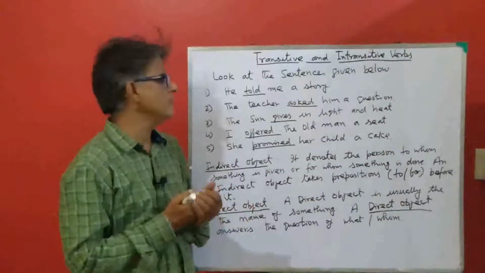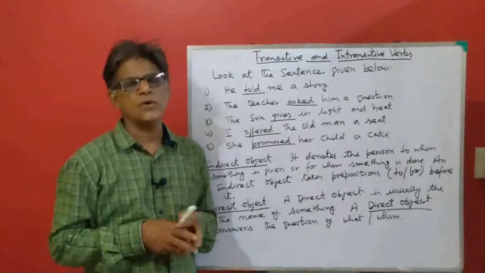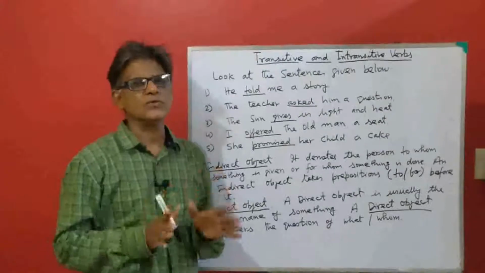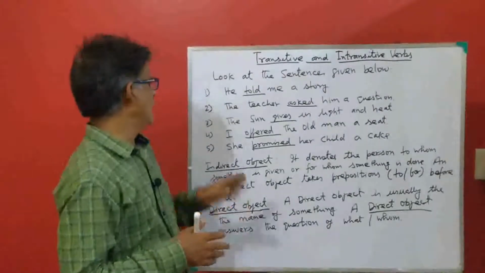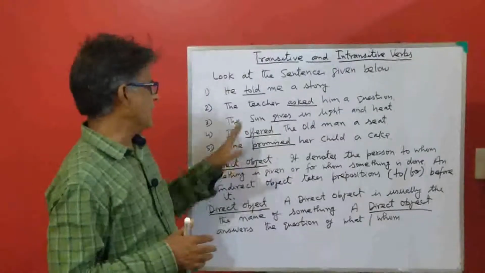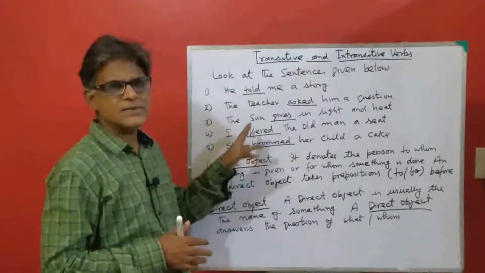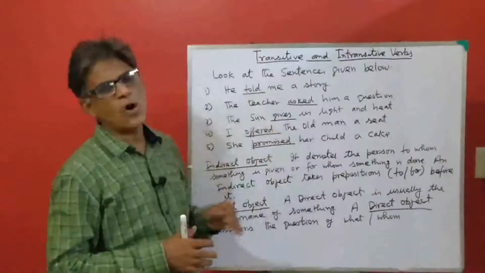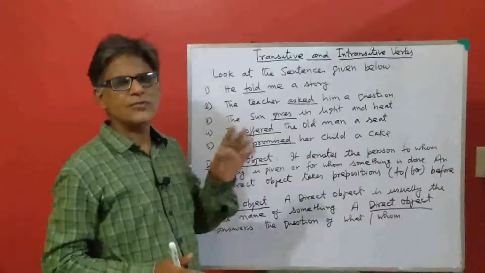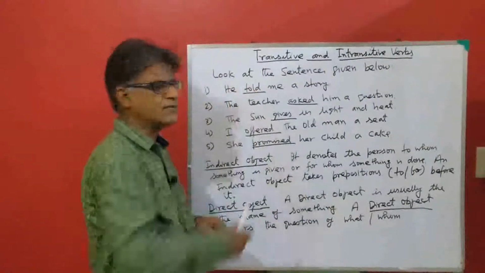Now let's move on. Generally, transitive verbs take the use of a single object. Now look at these sentences here. In these sentences, you will see that transitive verbs take the use of two objects. In each of the sentences, you will find there are two objects after transitive verbs.